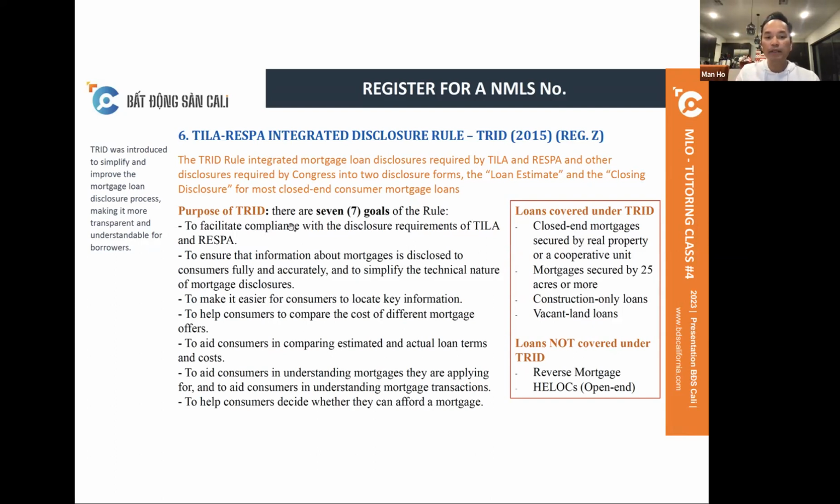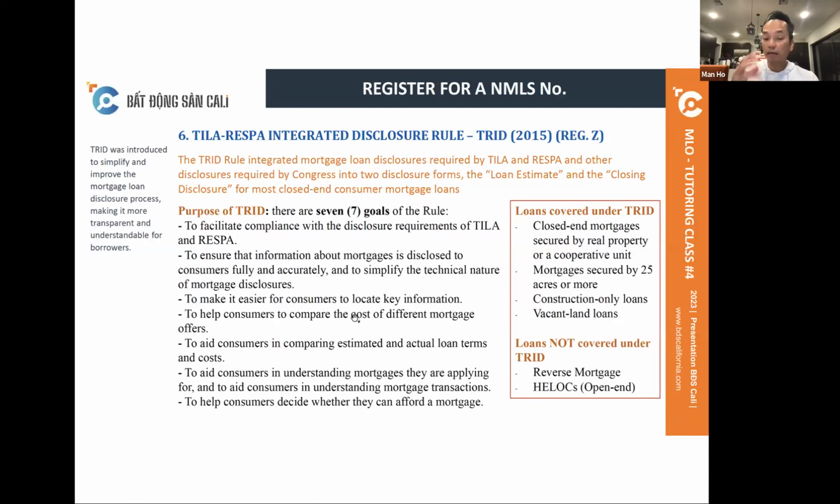Okay. The purpose of TRID, there are 7 goals. First, to facilitate compliance with the disclosure requirements of TILA and RESPA. Okay, compliance. To ensure that information about mortgages is disclosed to consumers fully and accurately, and to simplify the technical nature of the mortgage disclosure. Okay, it's disclosed, but it's refined, finite, and clear. To make it easier for consumers to locate key information. If you need any information about the mortgage or the loan, it's easy to find.